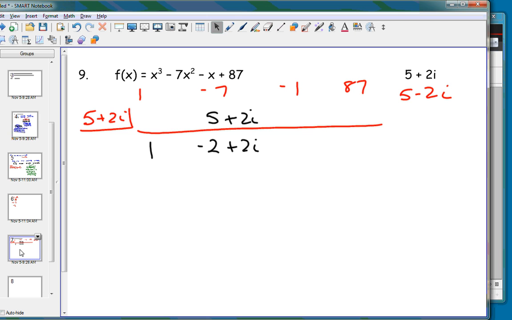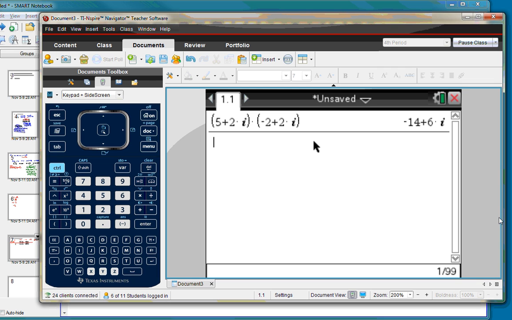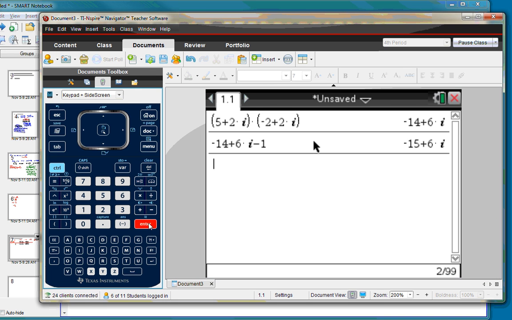So I come over here, I'm going to put in here -14 plus 6i. That is going to give me -15 plus 6i. You see that? So my calculator matches up. I'm going to simply subtract 1 off there to get the -15 plus 6i. Then I'm going to multiply that. See how I got the multiplication key?